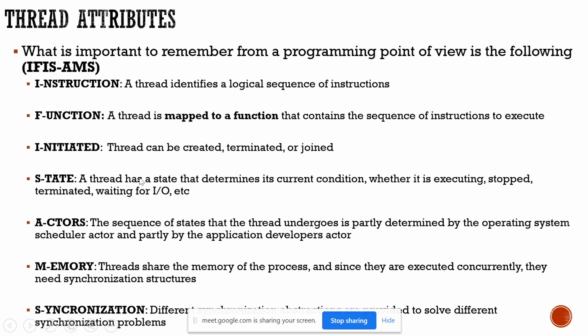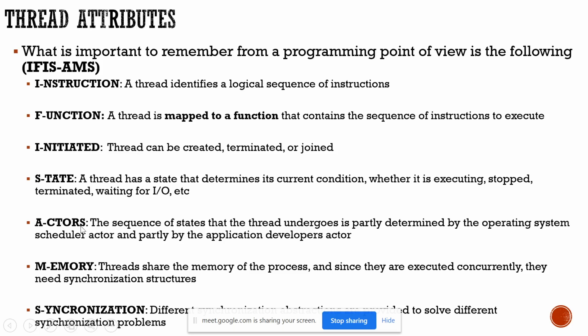A state, we mentioned this in the last lecture, is nothing but a set of variables. It's like your cricket score: over time the state of the cricket match changes, which means the score is changing. So a thread also has a state. Every time you move forward with the instruction, the state is also changing. A thread has a state that determines its current condition, whether it is executing, stopped, terminated, or waiting for I/O.